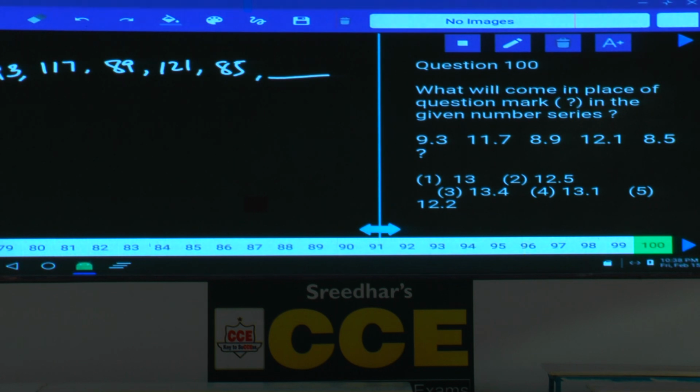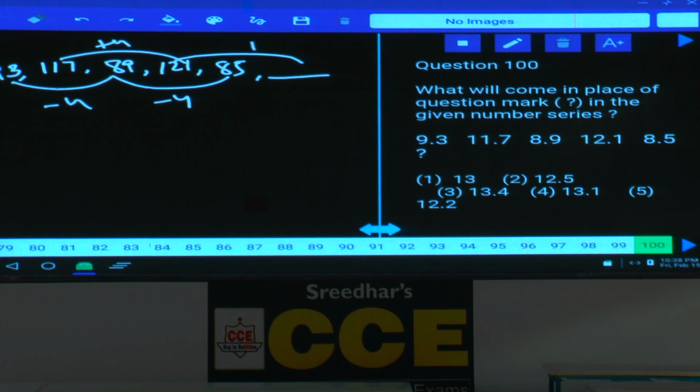And again, we have discussed about this one. Whenever the numbers are increasing and decreasing, we should always go for alternate series, fine. Now 93 and 89, what is the difference here? Minus 4. 89 and 85, minus 4. Here 117 plus 4, 121. 121 plus 4, 125. Every alternate number starting with the first number is minus 4, and the remaining numbers are plus 4. Hence finally 125.